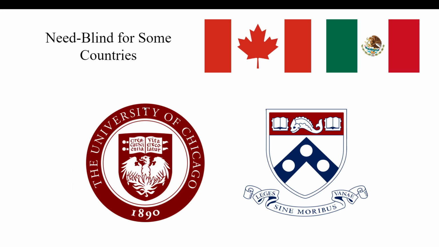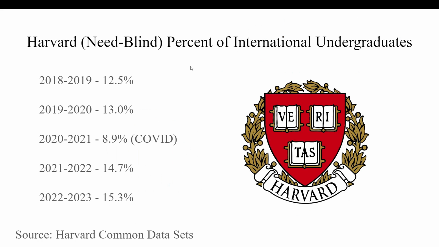There's also some schools which are need blind for some countries, and specifically University of Pennsylvania is need blind for Canadians and Mexicans. But this is not really a big deal because Canadians and Mexicans tend to not make up that much of the university international applicant proportions. It's around maybe 10-20% maximum. It's not that much. So let's take a look.